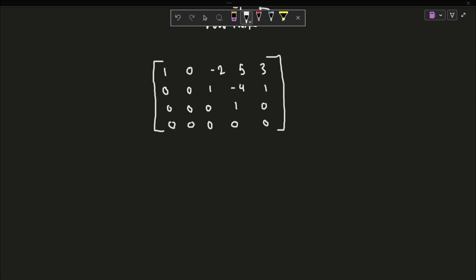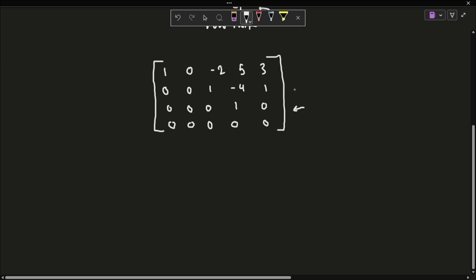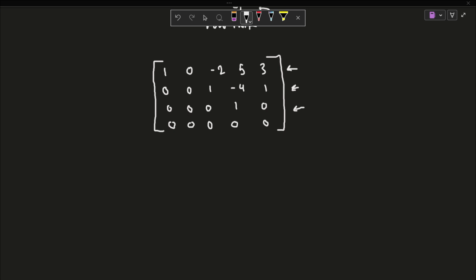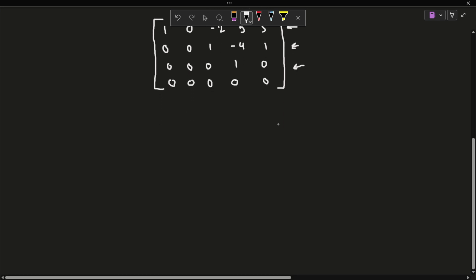And then from there, what is going to be our basis for our row space? Well, that's going to be each row here because it's in row reduced form, and in row reduced form, none of the rows are going to be linearly dependent. So this would be, this would be, and this would be. These three vectors are going to be our basis.